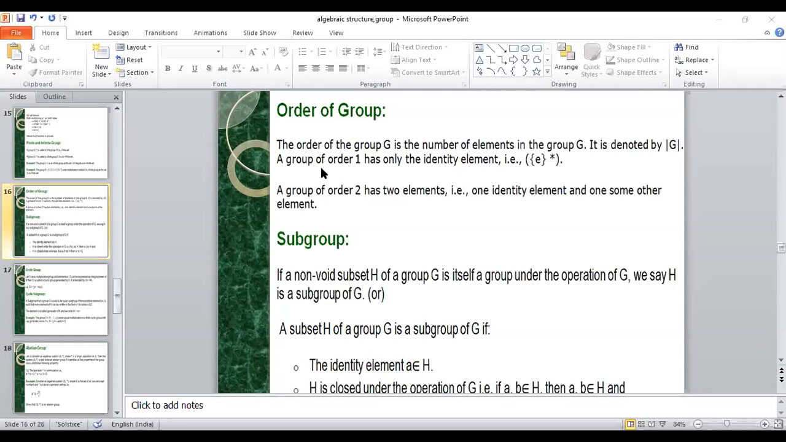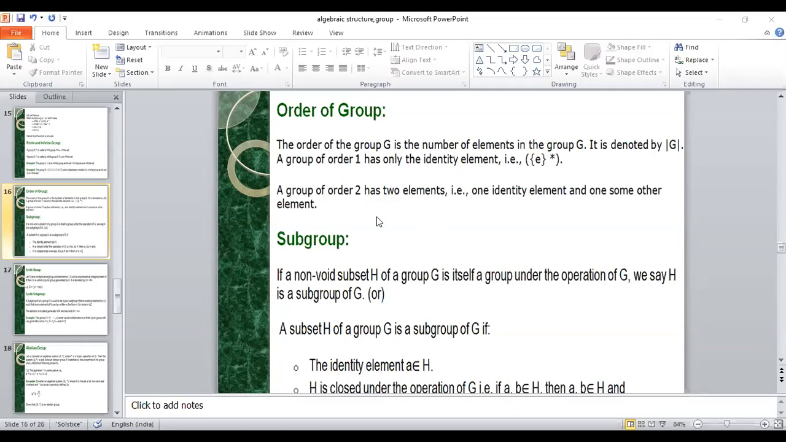So, a group of order 1. Suppose a group of order equal to 1, then that group contains only the identity element. So the set is the singleton set {e}. Here star is a binary operation defined on the given group G. A group of order 2 has two elements, that is, one identity element and one some other element of the group G.